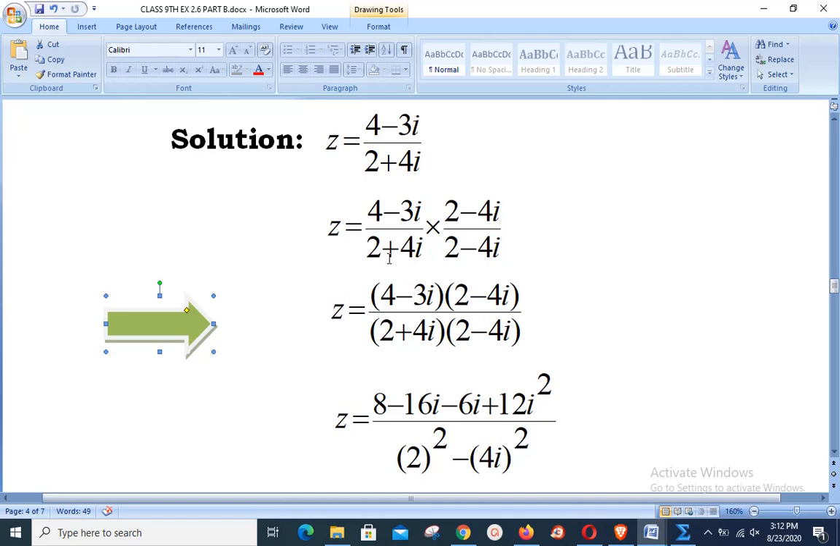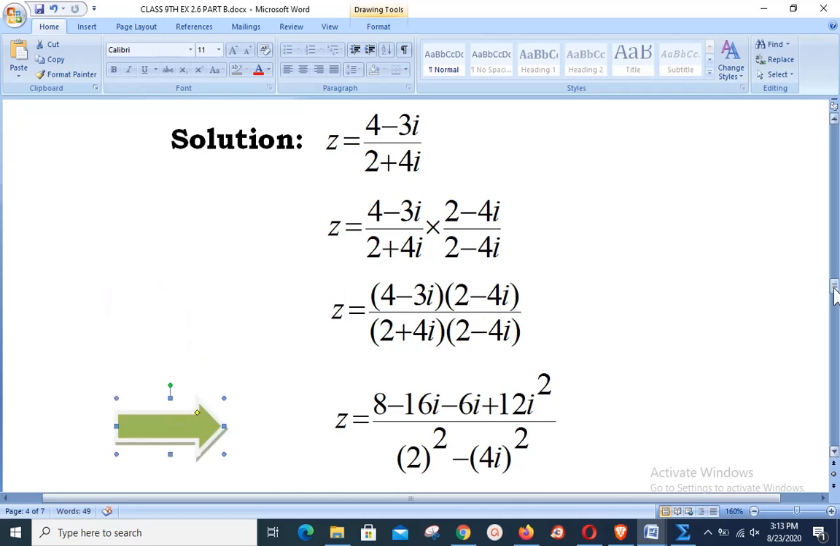Numerator multiplication simple, like first term, first bracket, first element 4 multiplied with number 2 first and then with minus 4 iota. So we have 4 multiplied by 2 equal to 8, and then plus 4 into minus 4 iota gives us minus 16 iota. Next we have minus 3 iota into 2, that gives us minus 6 iota, and in the last minus 3 iota into minus 4 iota gives us 12 iota square. Hope you all clear up till here.